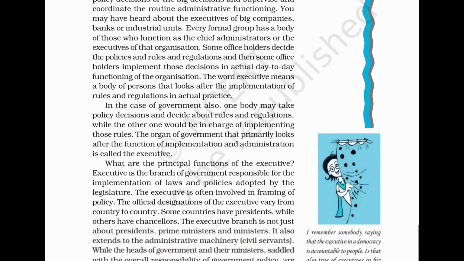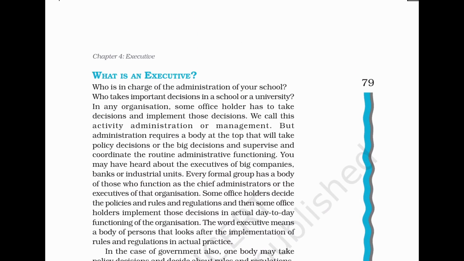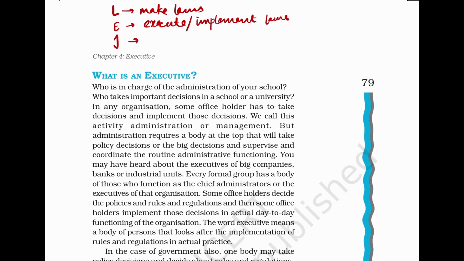Okay, so similarly, they have given you the example of the government: one body may make the policy, take the policy decisions and significantly decide about the rules and the regulations. The other one would be in charge of implementing. So there is a term that is used for legislature, which is that they make the laws. For executive, that they execute or implement the laws. The laws which are made by the legislature will be executed or implemented by the executive, and judiciary will interpret the laws. Interpret the laws is the key.